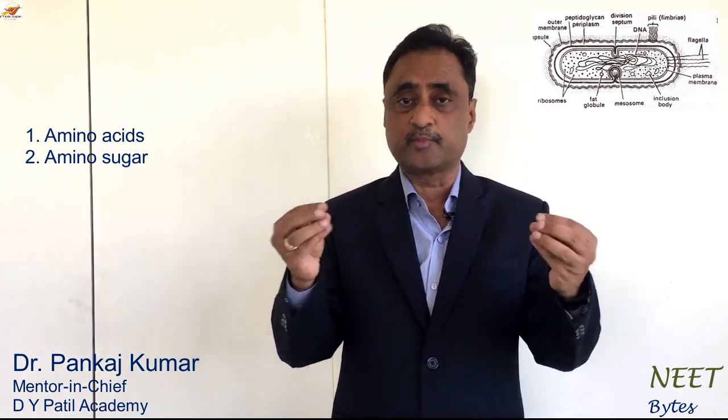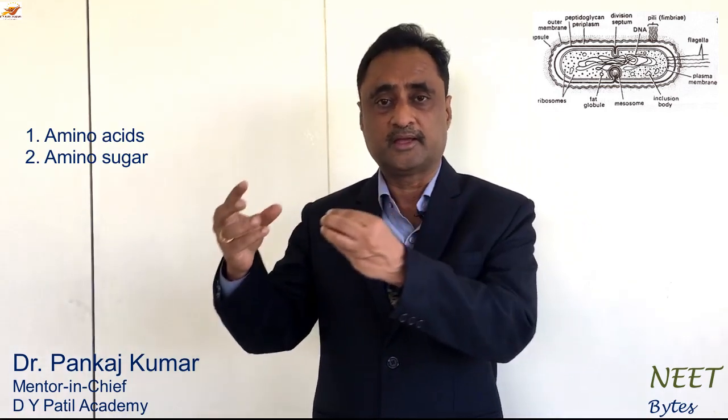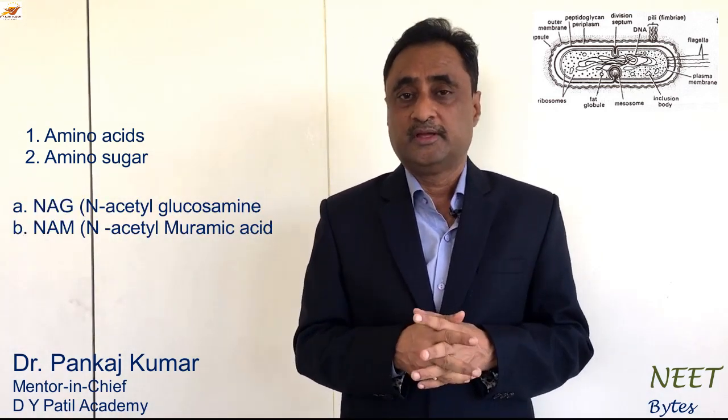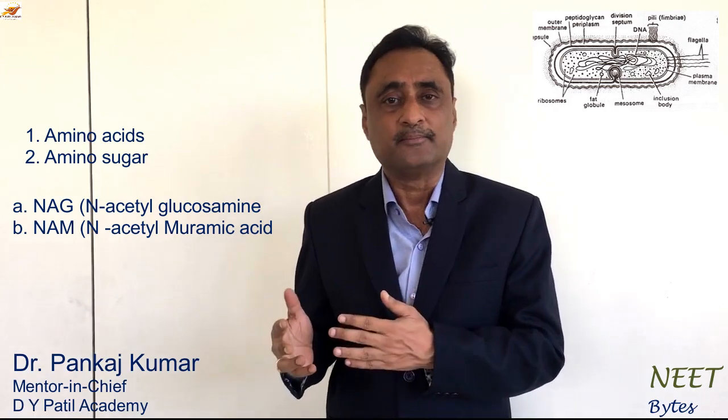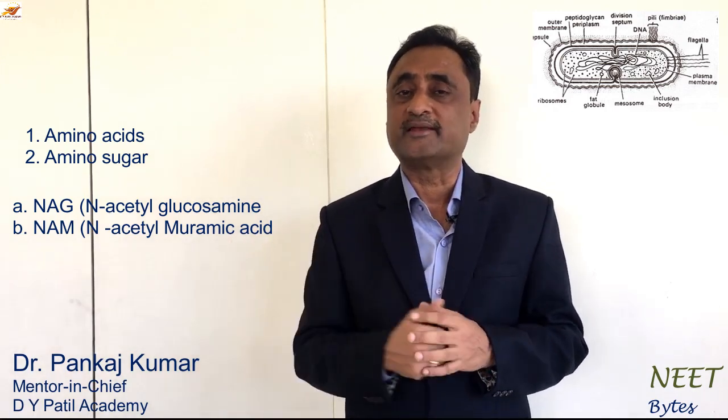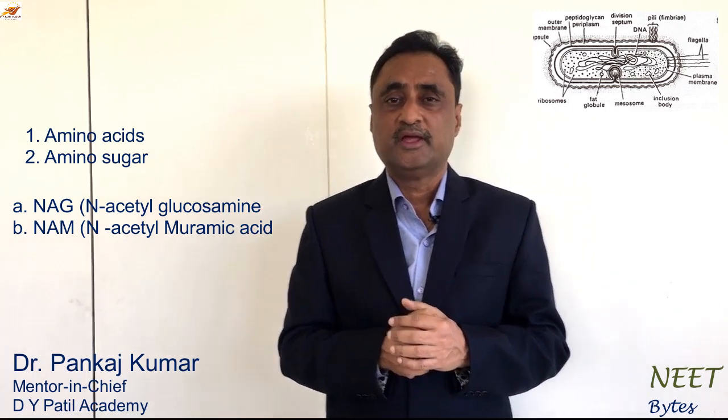Now coming to the cell wall, perhaps the most important thing in the entire bacteria. Cell wall is made up of peptidoglycan. As the name suggests, two parts. One, peptide or amino acids. Second, glycan or amino sugar. So it is made up of two parts, amino acids and amino sugar. Now there are two types of amino sugar, what we call NAG and NAM, that is N-acetylglucosamine and N-acetylmuramic acid, right? And both are joined together by glycosidic bond, what we call beta-1,4 glycosidic bond.